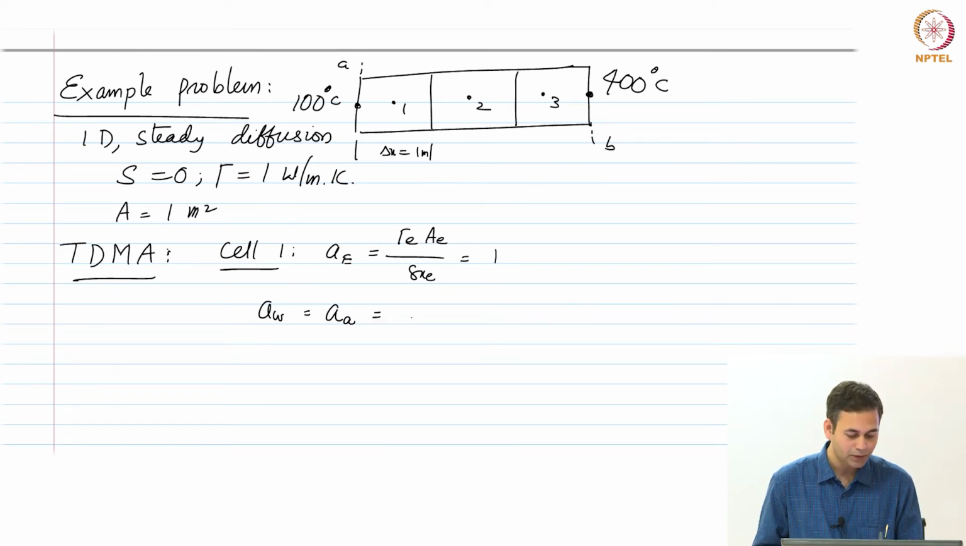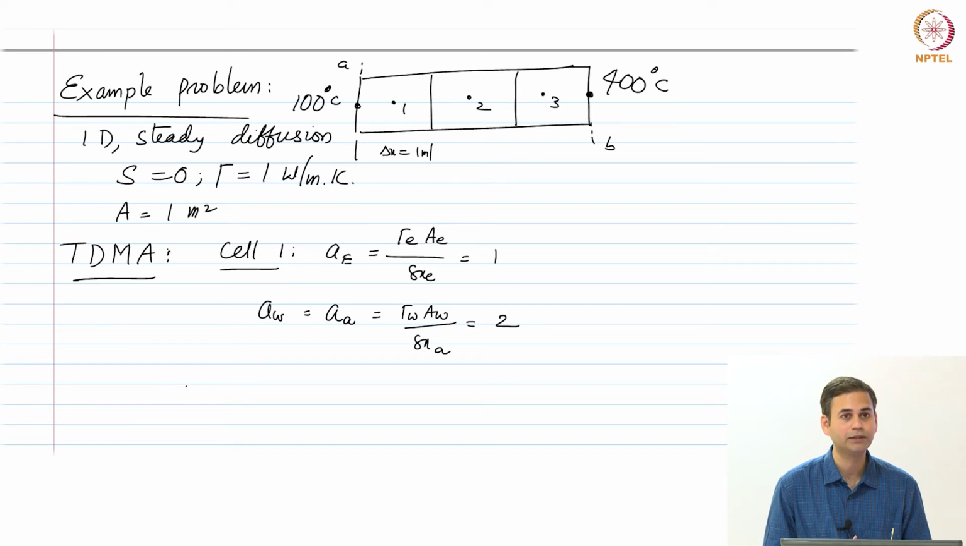What would this be? Gamma west, A west upon del x B or del x A, right? What will this be? 2, because gamma is 1, A is 1 and delta x A is half, right? So this is 2. Then source is 0. Then what would be the final equation? What will go into AP? A east, right? A west is not there, but would AA go into AP? Yes, it will go, because the boundary condition given is a Dirichlet boundary condition, it will go into AP.